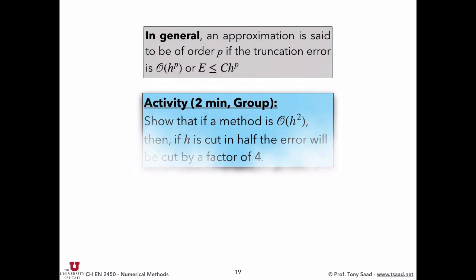Okay, that being said, show me that if a method is order h squared, then the error will be cut by a factor of 4 if the spacing is cut by half. You've got 2 minutes. So remember, E, in this case, is ch squared, right? That's the definition. So cut the spacing in 2 and show me that the error will be cut by a factor of 4.